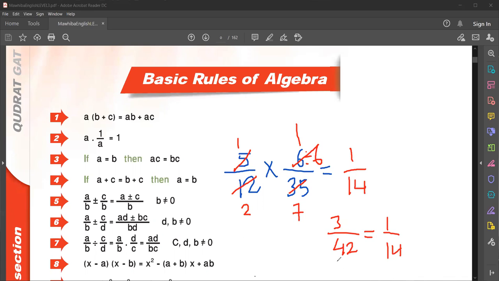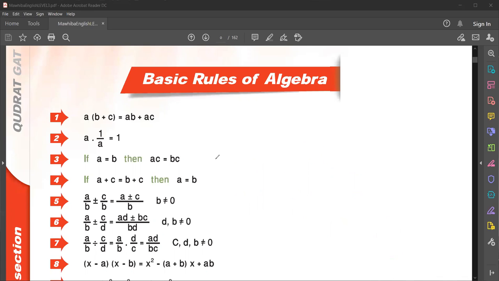You see? Okay, now we will go to the division. How do I divide between two fractions? If I have two fractions, 1 over 2 divided by 3 over 8.